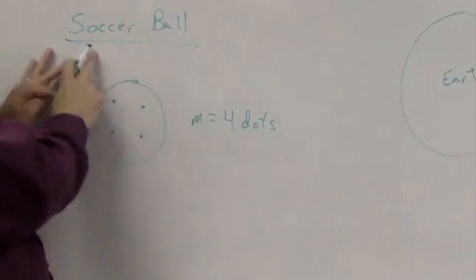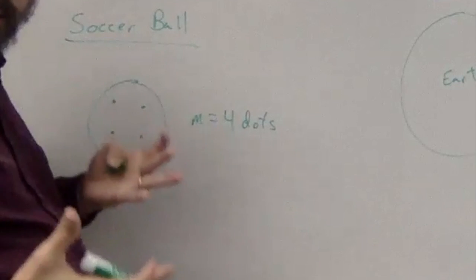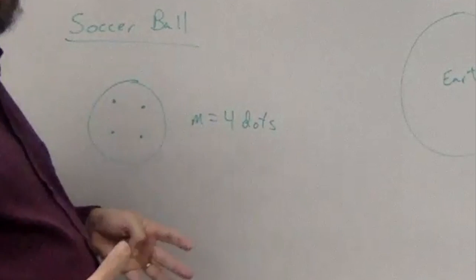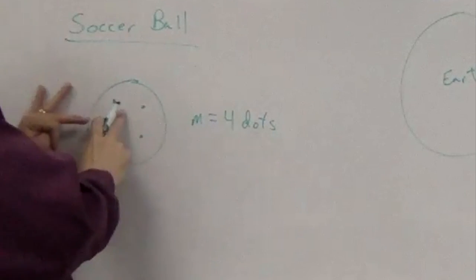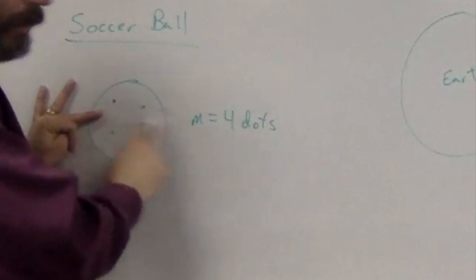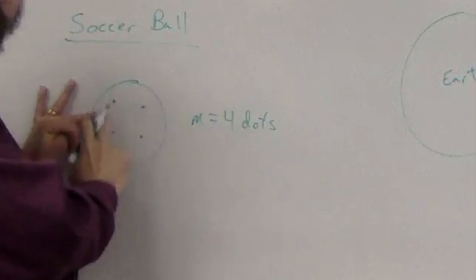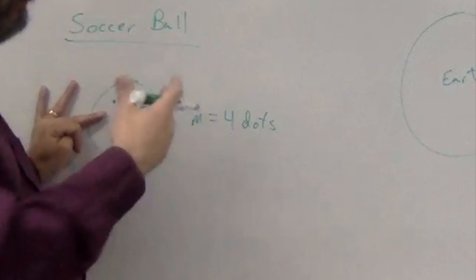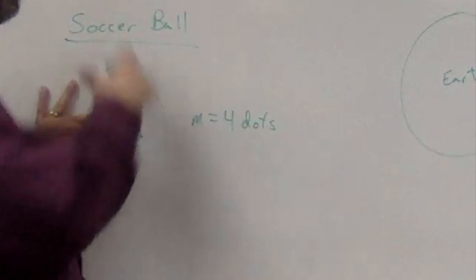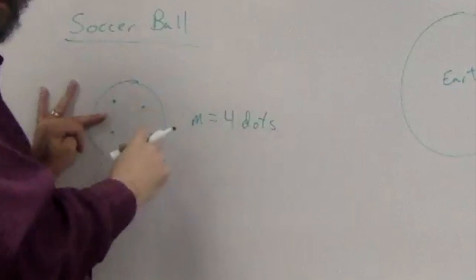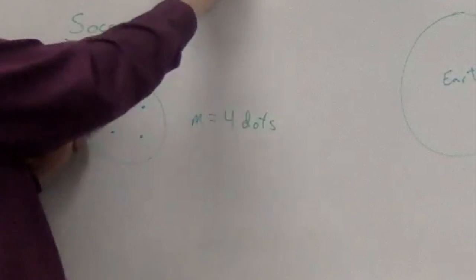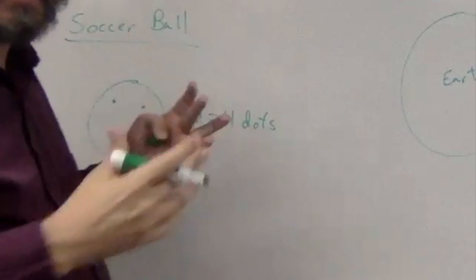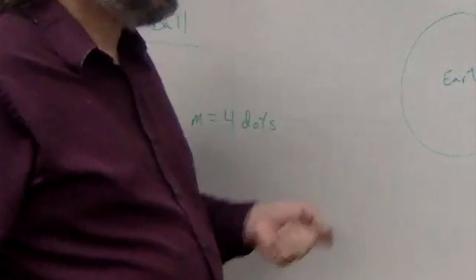Now the soccer ball filled with air is much lighter. You definitely would want to kick a soccer ball rather than a bowling ball, right? So the soccer ball has 4 dots for its mass. That's how many pieces of it there are, if we were to count the atoms. I'm making a simplification because there are millions and millions of particles, but we're keeping it simple. Let's pretend that's the mass of the object.